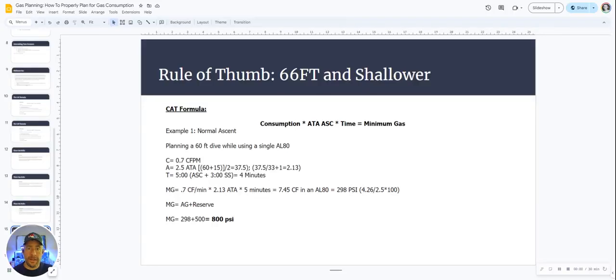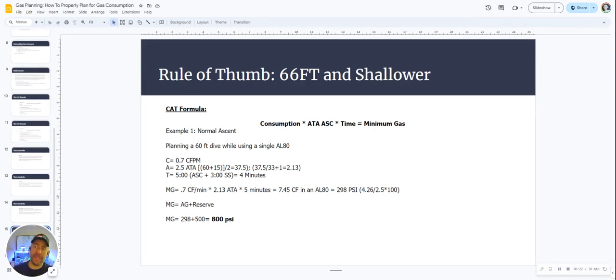So after the other video, I realized that I didn't include some rule of thumb ideas. And I'm going to show you how we can still use that 0.7 cubic feet per minute consumption rate. That's kind of on the higher average of consumption, but it's probably appropriate for a newer diver as you start leading dives, and give you some rules of thumb because we know this works.